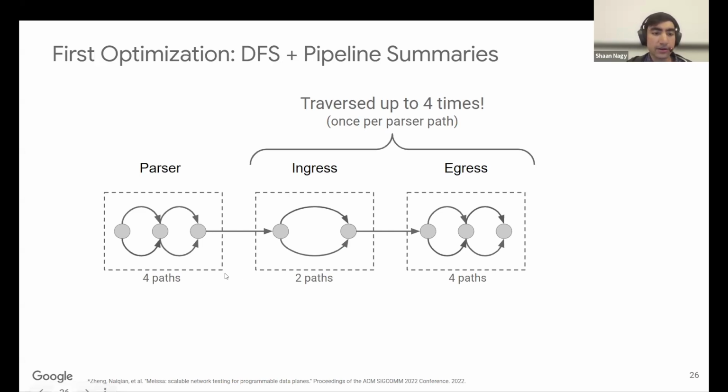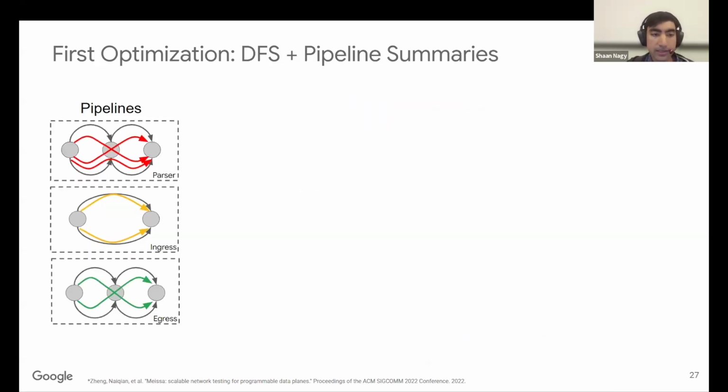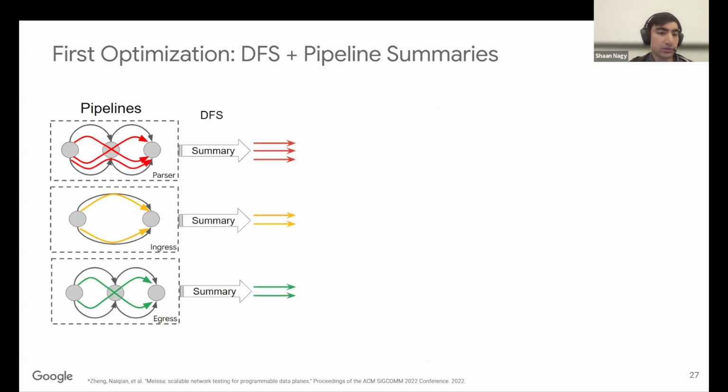And similarly, because there are 4 times 2 equals 8 paths through the parser and the ingress combined, we may have to traverse the egress as many as 8 times. So one perhaps good optimization that we can try is to reduce the number of these traversals so that we're not doing redundant work. The way that we do that, following the literature, is to look at each pipeline individually, apply our depth-first traversal strategy from before to figure out the valid paths just within each pipeline. So for example, here the parser has 3 valid paths, the ingress has 2, and the egress also has 2.